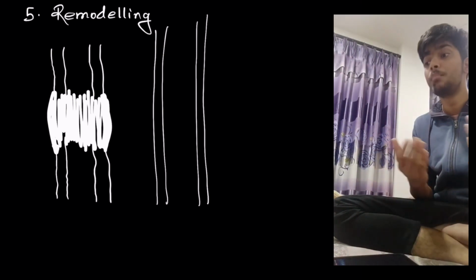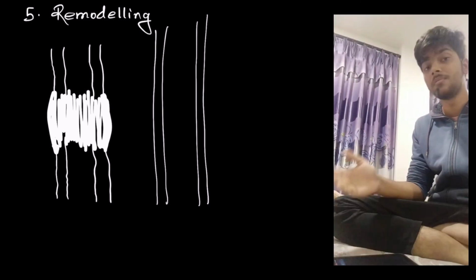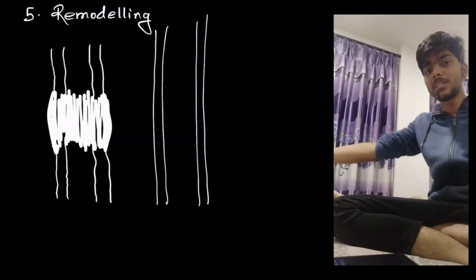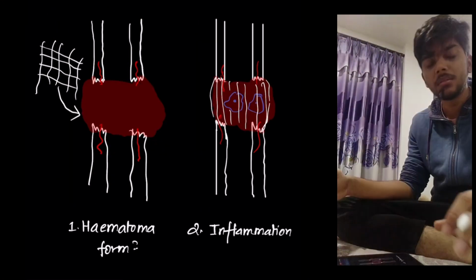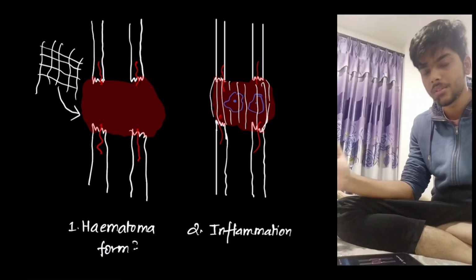It's the same as bone resorption, and osteoblastic activity refers to the formation of new osteocytes or new bone cells, which is the same as formation of bone cells. So let me revise the whole steps of secondary intention of fracture healing in short.